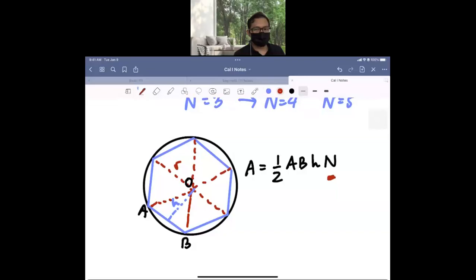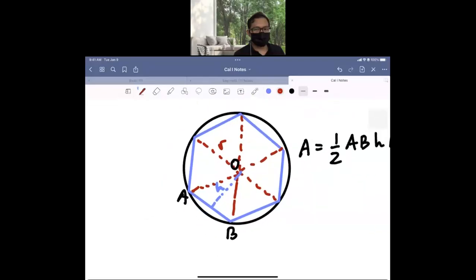Now imagine the blue is the height h, and the red is r. Imagine when you increase the sides, maybe n equals 7, n equals 8, n equals 9, n equals 10. What will happen with the height and r? Getting closer, right? Getting closer. We can also deal with limit.